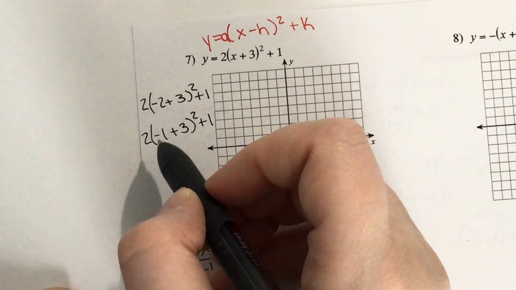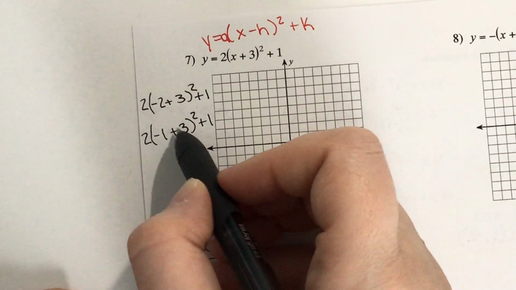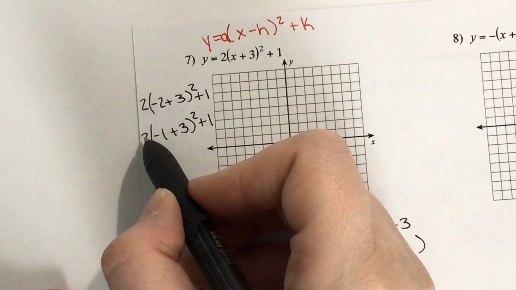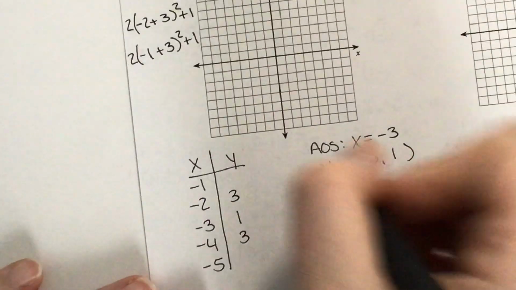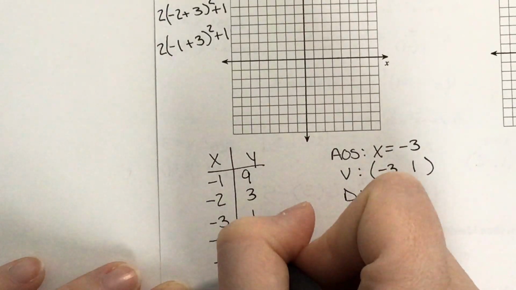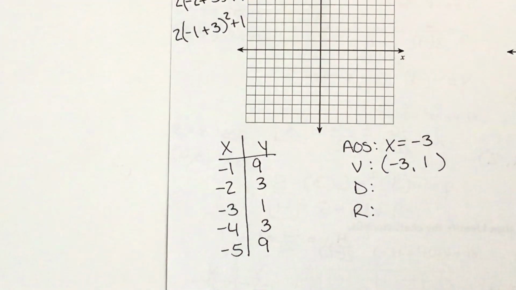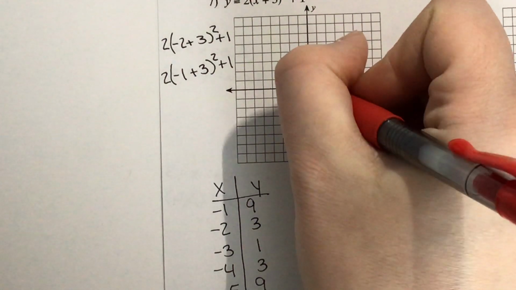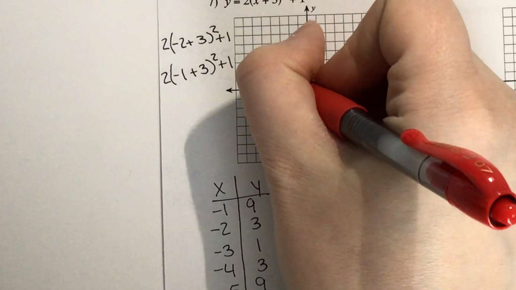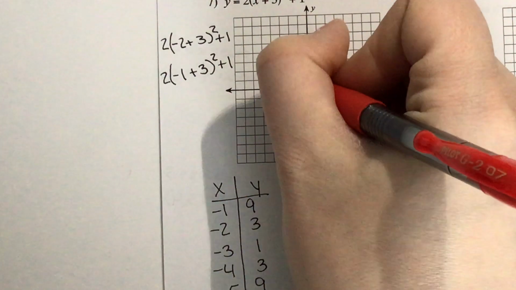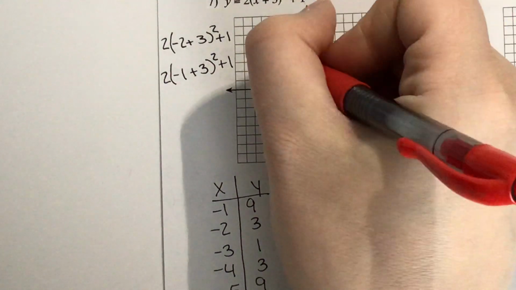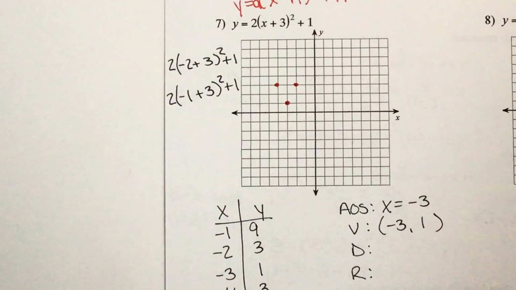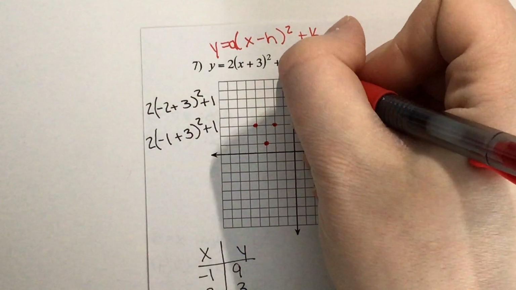Okay, now we'll do the negative 1. Negative 1 plus 3 is 2. Square it, it's 4. 4 times 2 is 8. 8 plus 1 is 9. All right. Negative 3, 1 is your vertex. 1, 2, 3, up 1. Negative 2, 1, 2, 3. Negative 4, 3. And then negative 1, 9. My graph only goes up to 8, so I'm just going to eyeball it a little bit higher than 8.